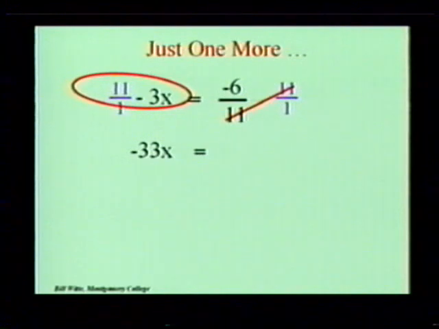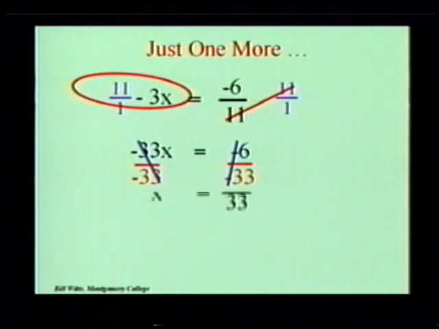These 11s cancel, and bring down the -6. Now who's the troublemaker? The -3. It's -33. And he's multiplying, so I'll divide both sides. And I get x. Oh, the negatives canceled too. I get x is 6/33.